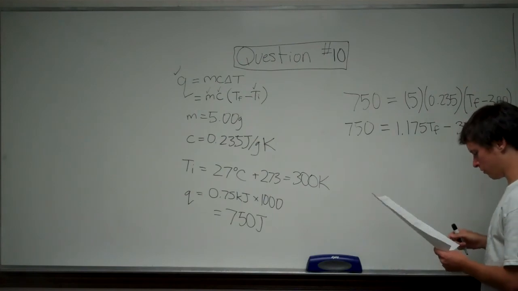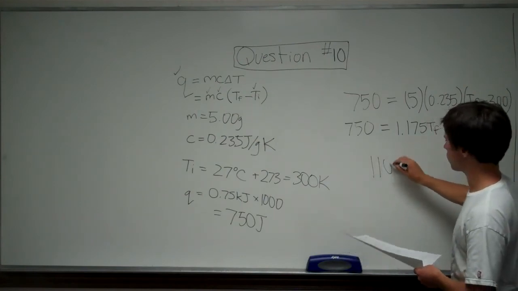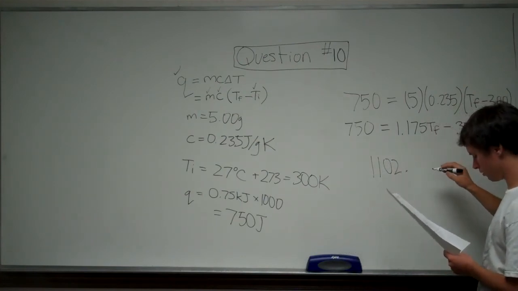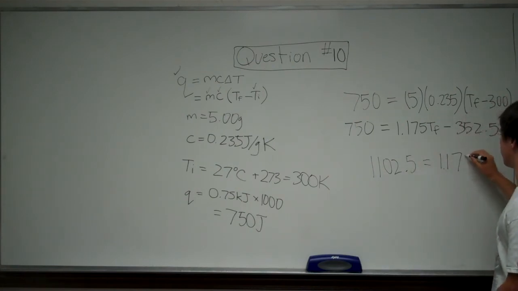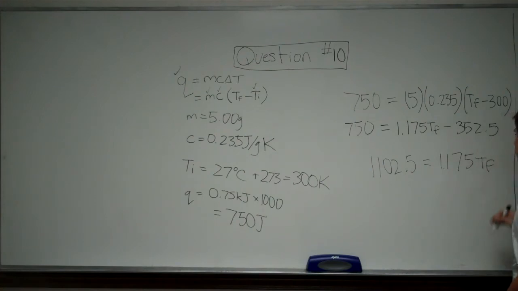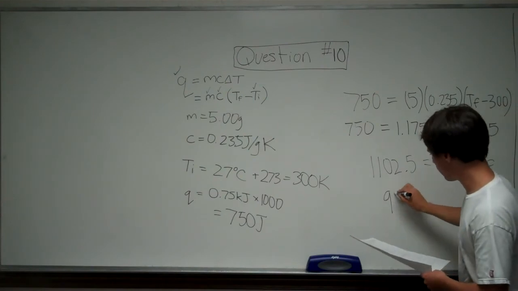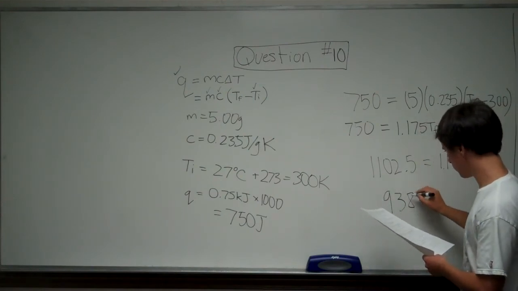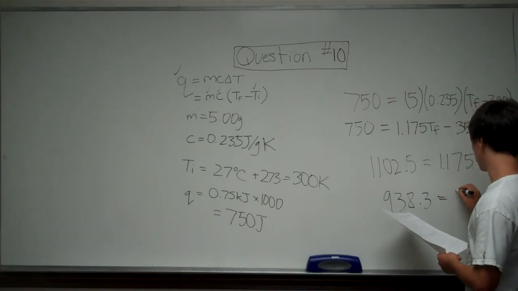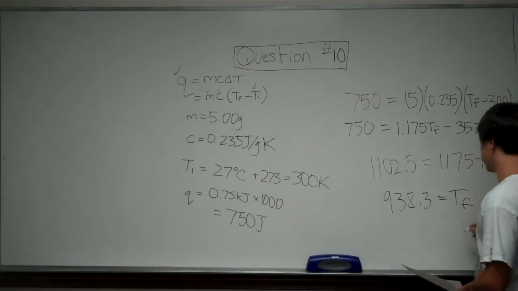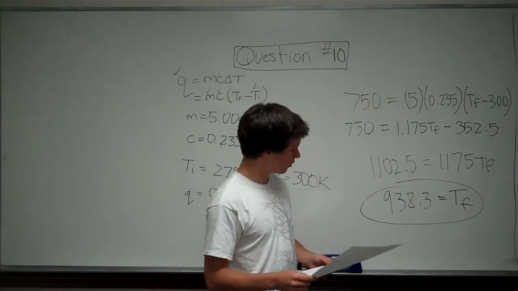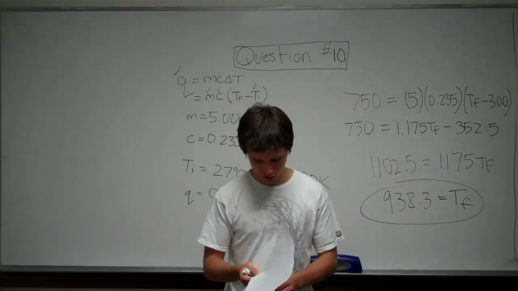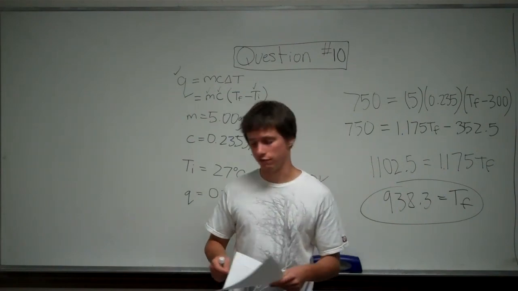Add this over to this side, so the next line is going to read 1102.5 equals 1.175 T final. Then divide both sides by 1.175, and you're going to get 938.3 equals T final, which is closest to answer 1 on your test, which says 938 Kelvin.